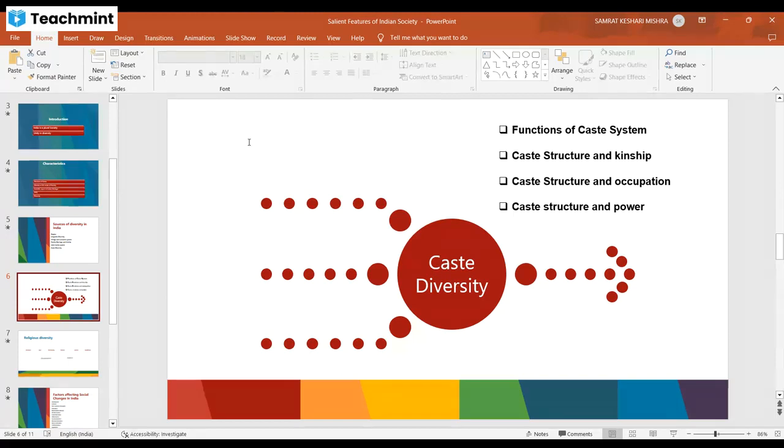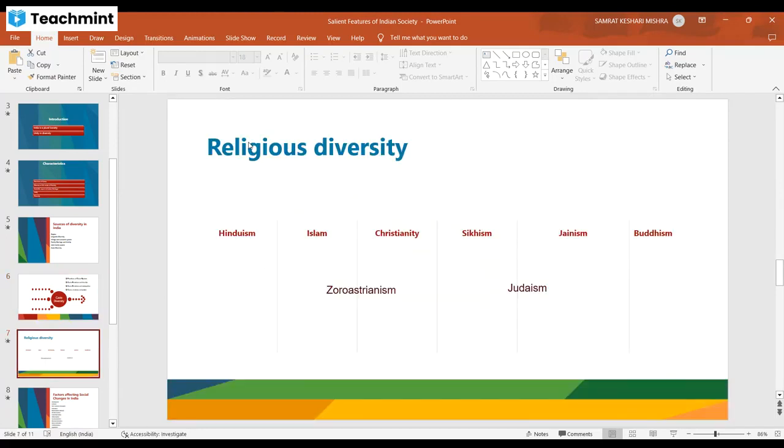Now coming to the religious diversity that exists in India, Hinduism is the most popular and dominant faith, practiced by almost 80% of the Indian population. Second one is the Islam group. So Hinduism is the only religious tradition which is so complex and diversified. There are many subsects inside the Hindu religion as well.